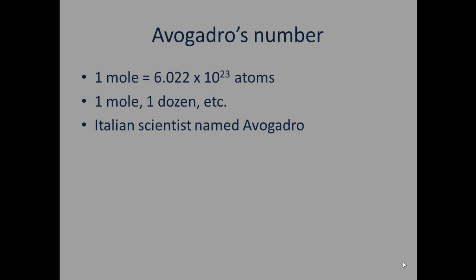So you can think of the term mole like the term dozen. 1 dozen of something equals 12 somethings. 1 mole of something equals 6.022 times 10 to the 23rd somethings. So if you have a dozen eggs, that's 12 eggs. If you have a mole of eggs, that's 6.022 times 10 to the 23rd eggs. Keep in mind this is a huge number.